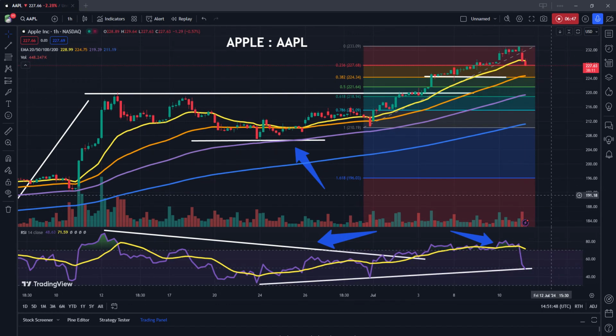I personally would not do this because there's just not enough support here in this region. This would be roughly 227.90. I would like to see a few more indicators here pointing to this region in order to start establishing long positions here. Much more likely, I think we would see a bounce near this 38.2% Fibonacci retracement, which does come in at 224.34.